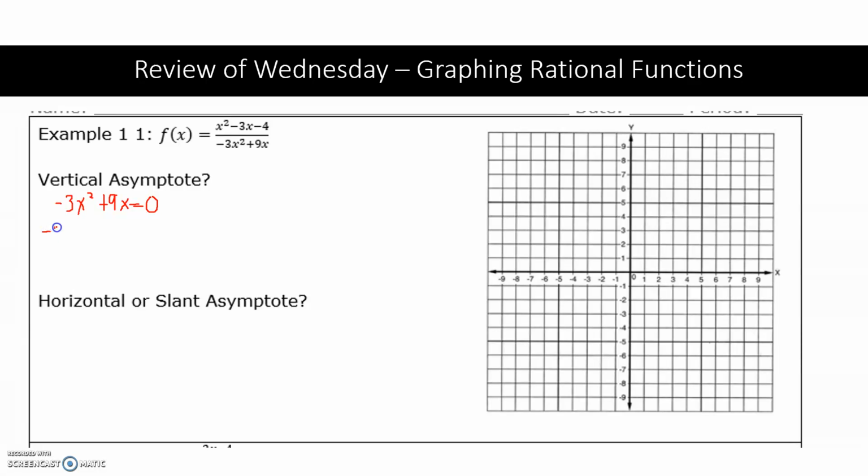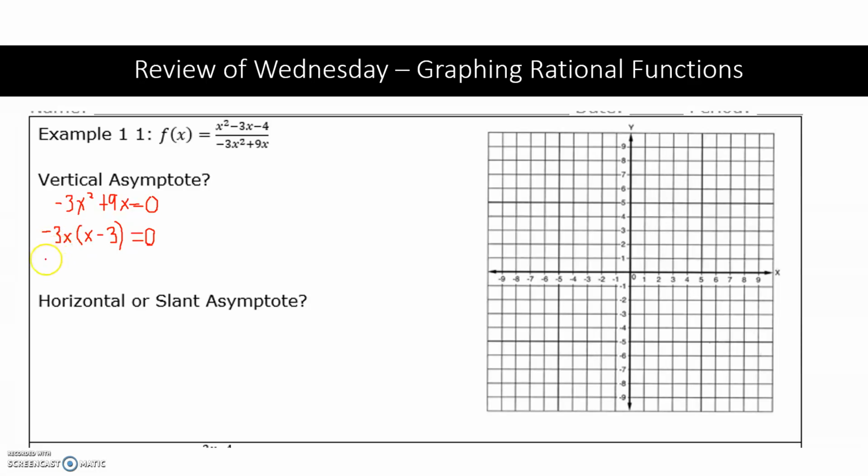So when I factor out the negative 3x, for the first term I'm just left with x, and for the next term I'm left with negative 3. Remember, if I multiply this back out, negative 3x times x is negative 3x squared, and then negative 3x times negative 3 is positive 9x. And that's equal to 0.